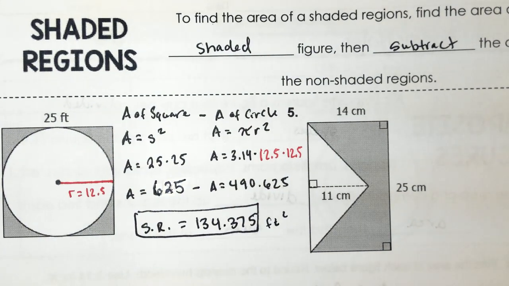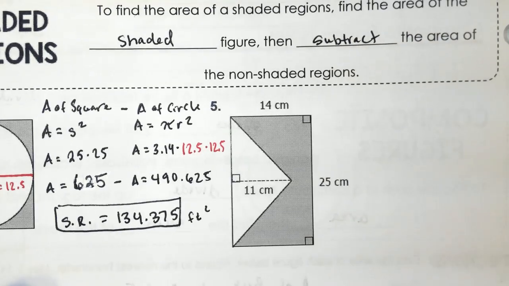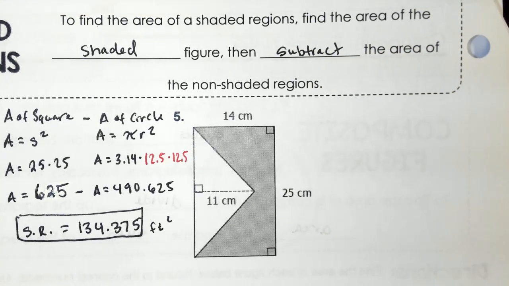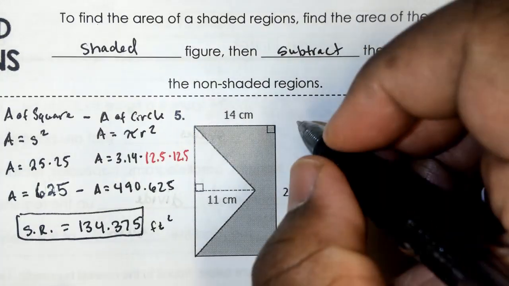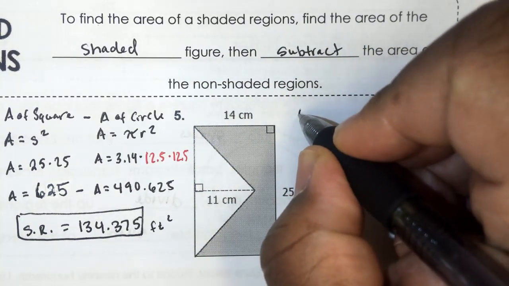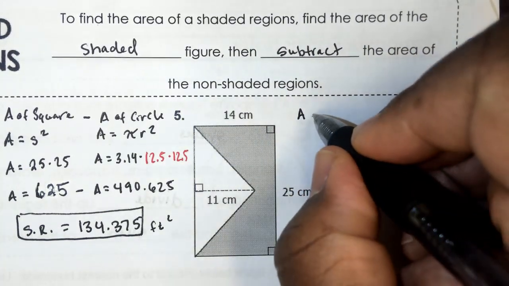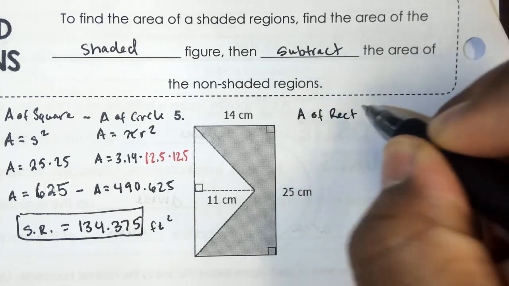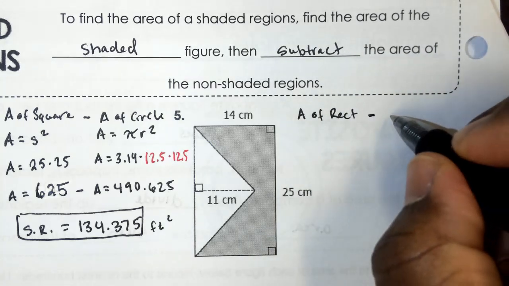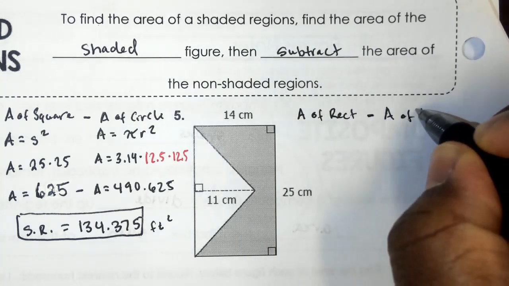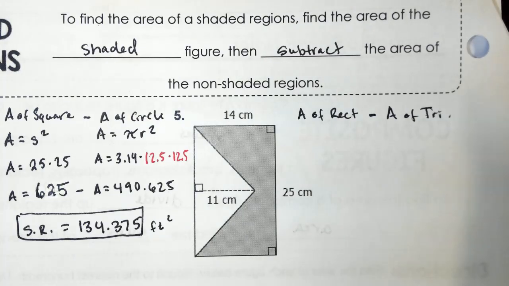Light work. Landing on number 5. What's your bigger shape? Rectangle. What's the smaller one? So you're doing area of a rectangle minus area of a triangle to find the shaded area. You do that. You should know both formulas.